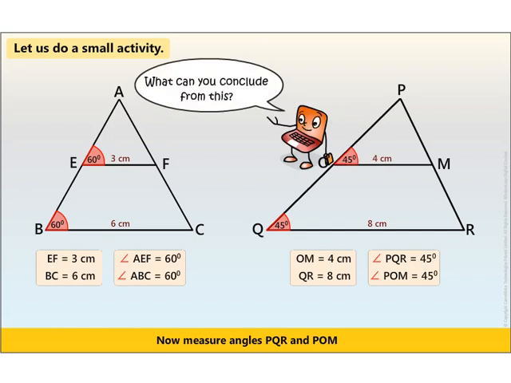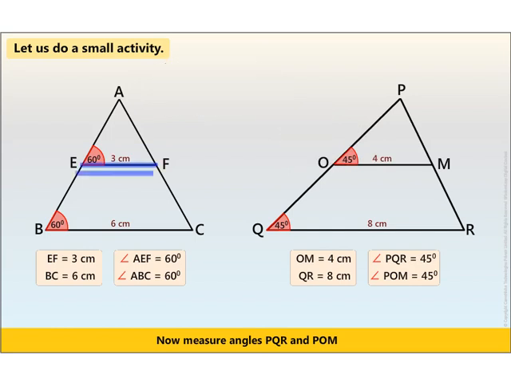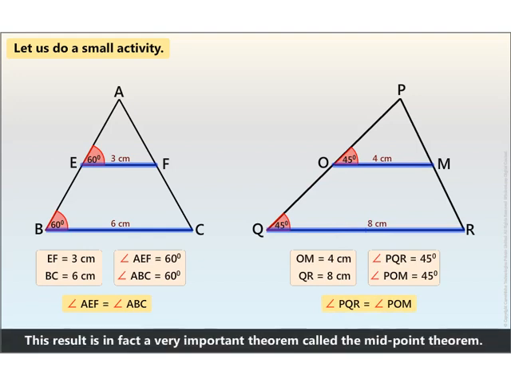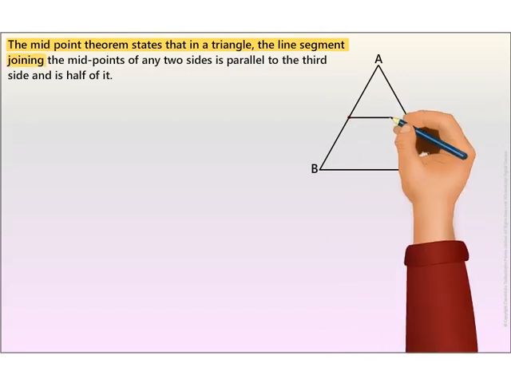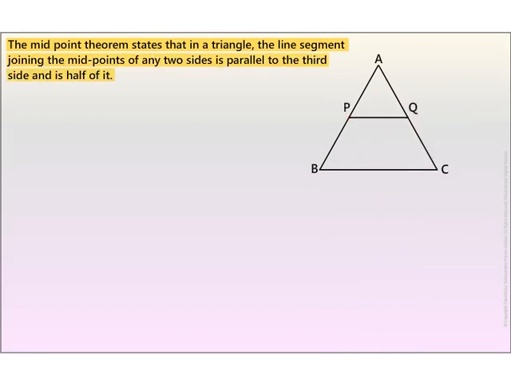What can you conclude from this? We find that EF is half of BC and the angle AEF is equal to angle ABC. The same result is seen in triangle PQR also. This result is in fact a very important theorem called the midpoint theorem. The midpoint theorem states that in a triangle, the line segment joining the midpoints of any two sides is parallel to the third side and is half of it. Let us prove the midpoint theorem mathematically.